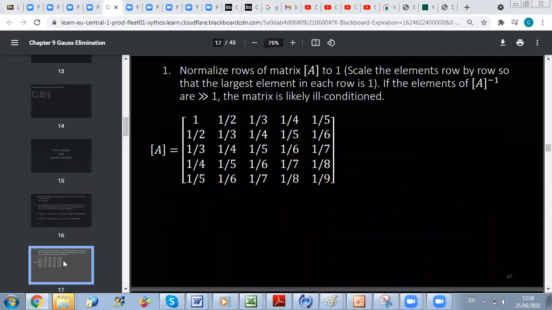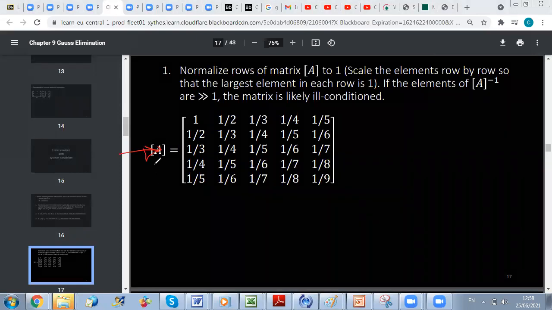So now, to start with the first criterion. Okay, so imagine I have this matrix A. It's a 5 by 5 matrix, and I want to test using the first criterion the degree of illness, so if it's likely ill conditioned or not.